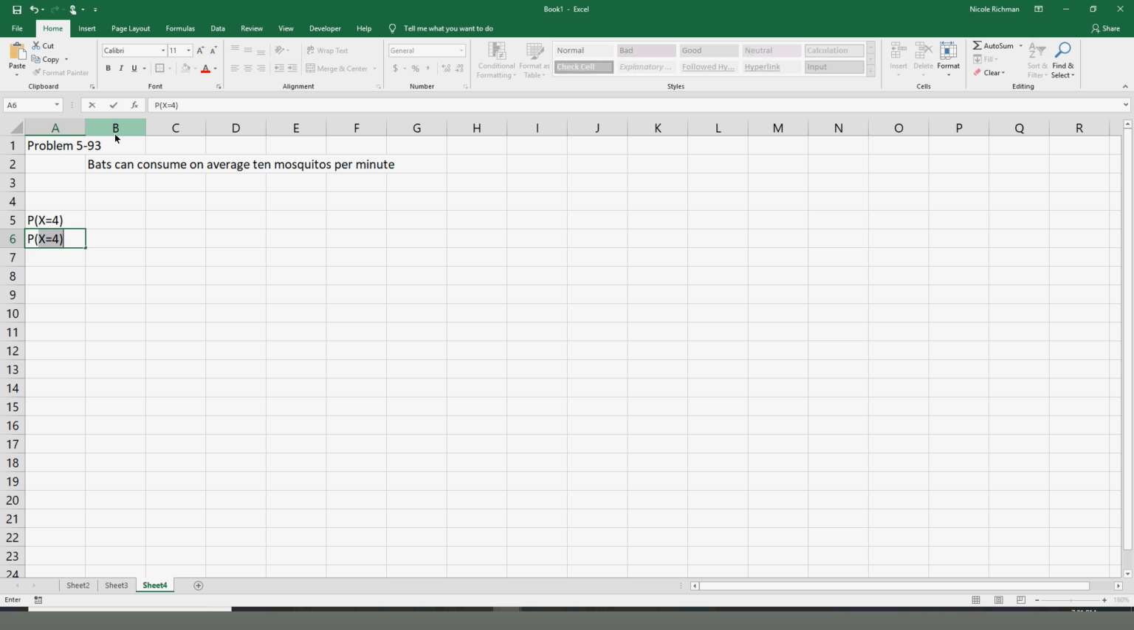The probability that it does not consume any mosquitoes in a 30-second interval. Yeah, X equals 0. And the probability that it will consume at least 1 mosquito.